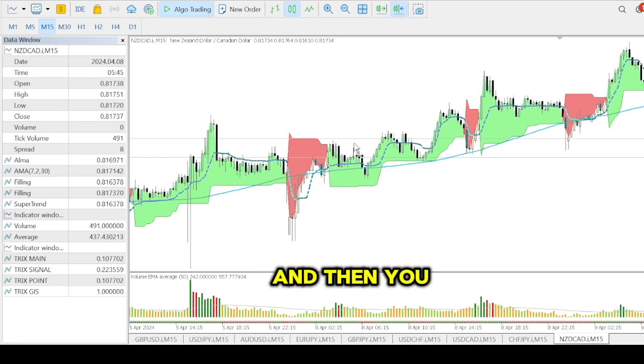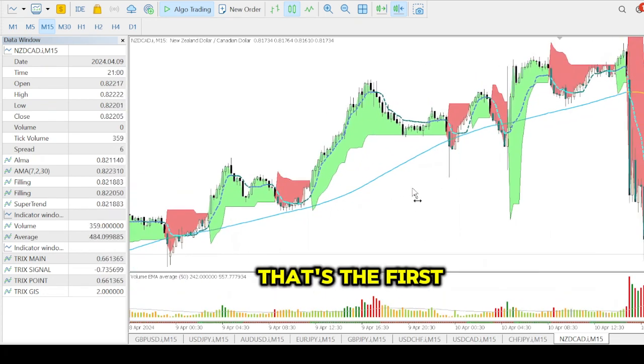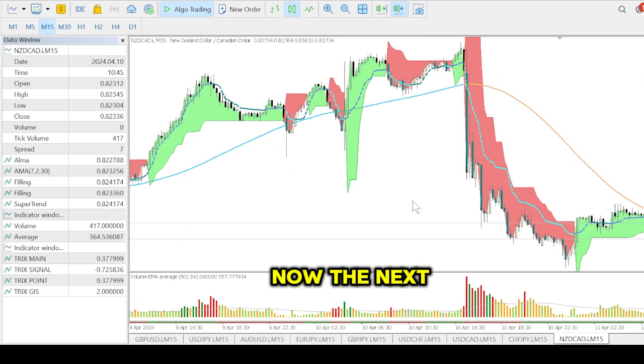It's a good trade, and then you end up taking this trade and it works out depending on how you kept your stop loss. Okay, so that's the first concept that you would have applied. Now the next concept you need to apply to make your trading better or to improve in trading is exit indicators.